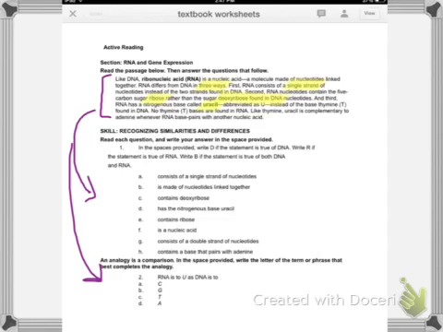Answer the questions below. In the space below, write a D if the statement is true for DNA. Write an R if the statement is true for RNA. Write a B if the statement is true for both DNA and RNA. So you're going to have to here put a D, B, or R. And then the last thing, an analogy is a comparison. In the space provided, write the letter of the term or phrase that best completes the analogy. RNA is to U as DNA is to what would fit best? C, G, T, and A.